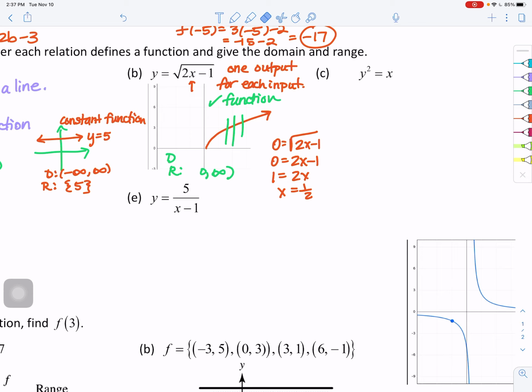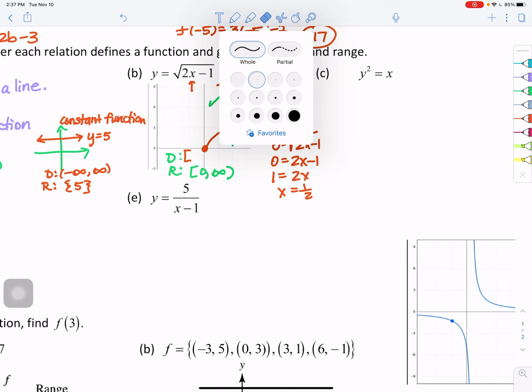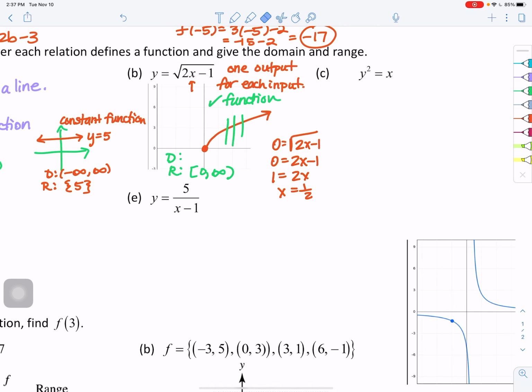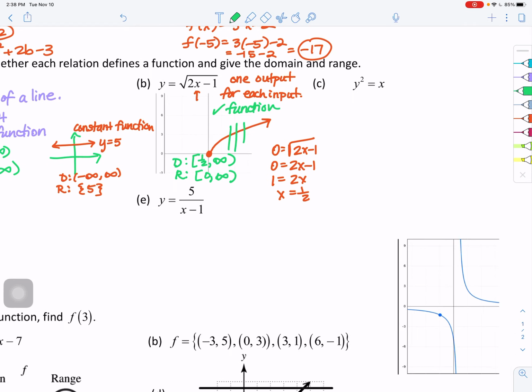The domain begins at 1/2 and goes all the way to infinity. So I hope that that helps. Please use your calculator to get a good view of what these look like.